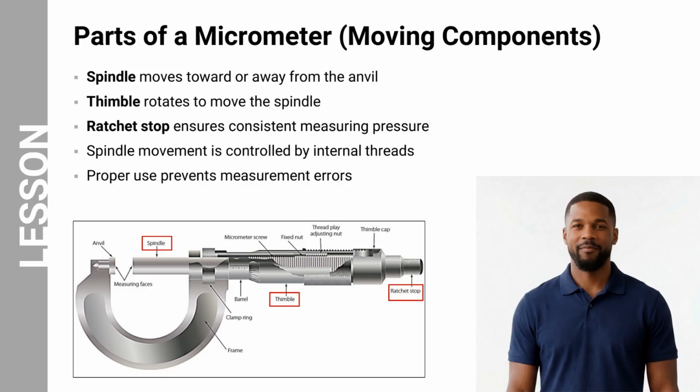In addition to the fixed structure, the moving components control how measurements are taken. The spindle moves toward or away from the anvil to adjust the measuring gap. The thimble is rotated to move the spindle through threaded motion. The ratchet stop applies consistent measuring pressure. This prevents excessive force that could affect accuracy. These components work together to produce precise and repeatable measurement.